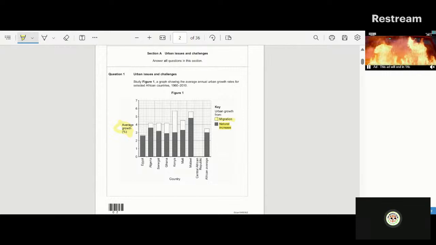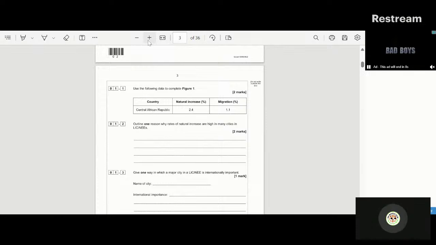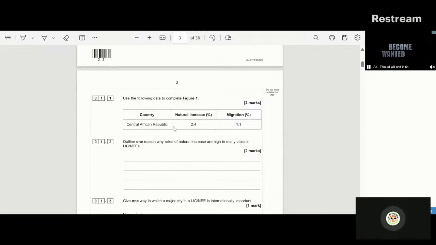So let's look at the question for this. Use the following data to complete figure 1. So you've got Central African Republic. So this is literally about drawing on the graph and using the key that's given to you. It's quite straightforward, so I'm not going to necessarily answer that.